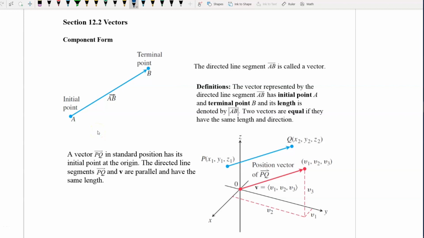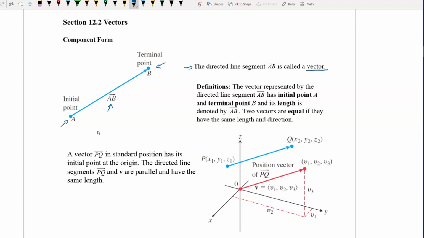Hello everyone, here in this section we have vectors. In this part we have the component form, the initial point, and the terminal point. So we have A to B, and this is our vector. The directed line segment from A to B is called a vector. Here we have the definition.